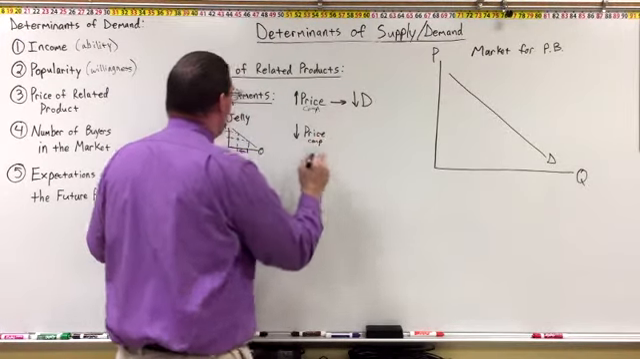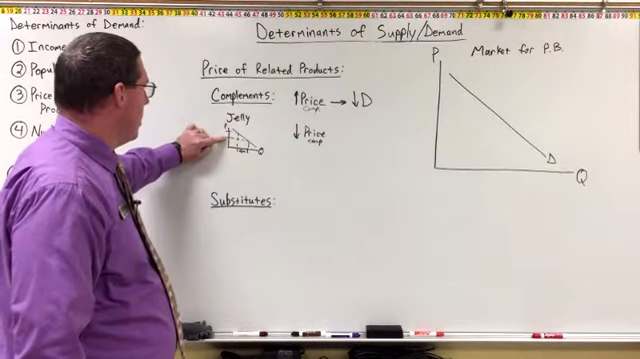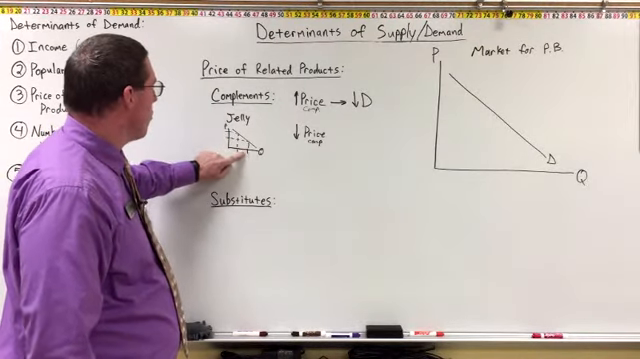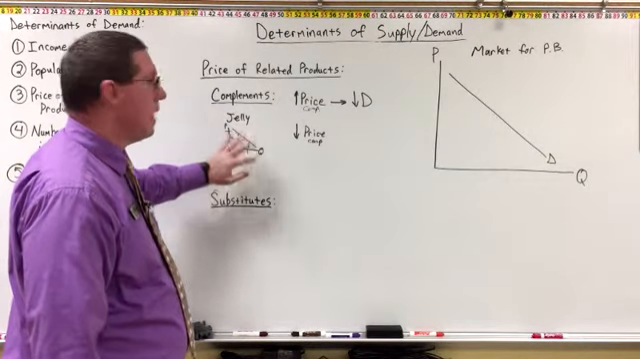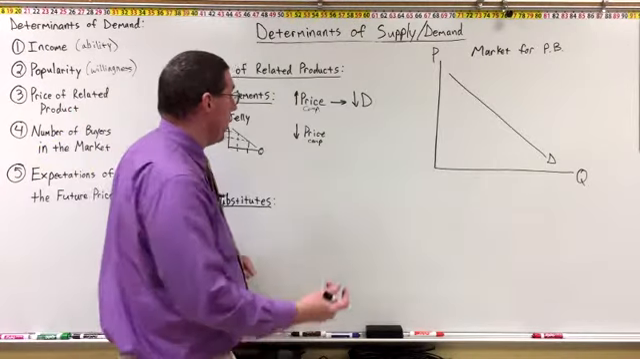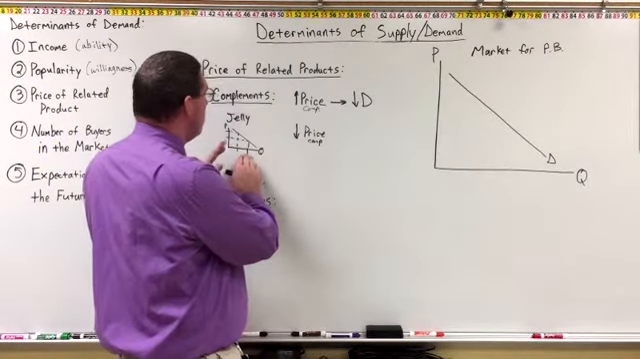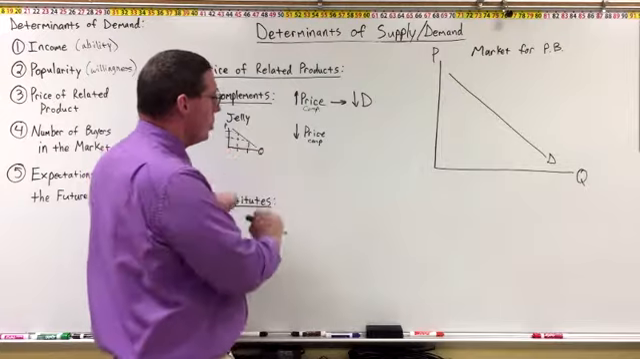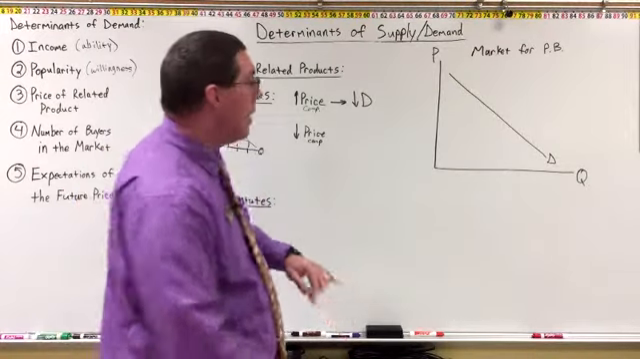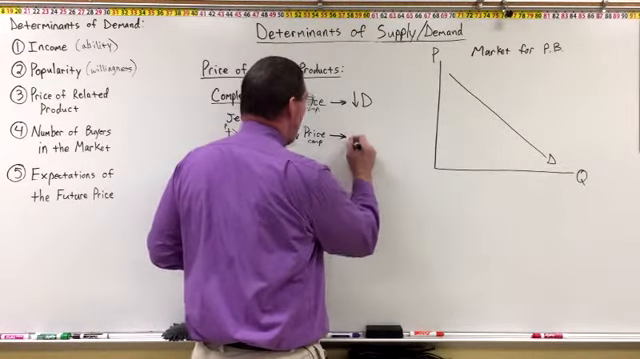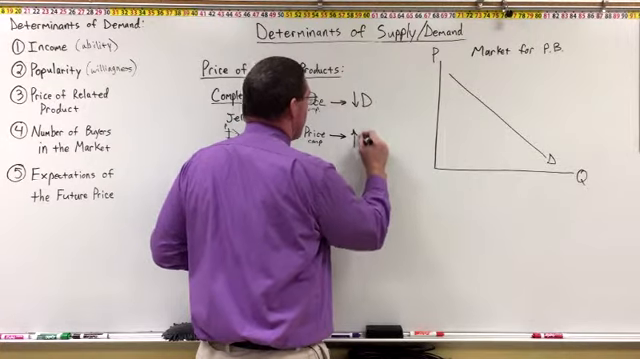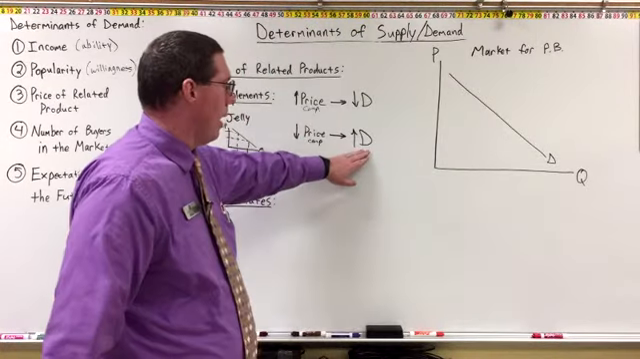So if the price of jelly goes down from up here down to here, you're going to have an increase in quantity demanded because there's a negative relationship between price and quantity. And so people are going to demand and purchase more jelly. When they buy more jelly, they're also going to want to buy more peanut butter. So you're going to have an increase in demand.